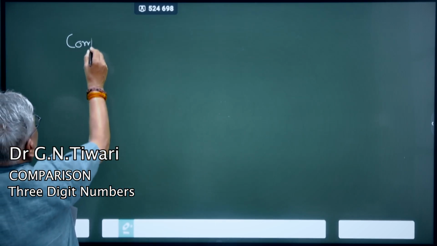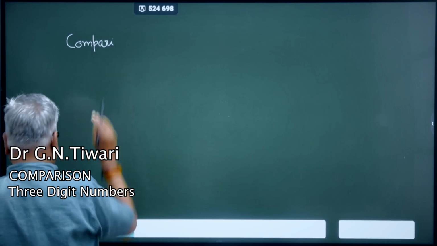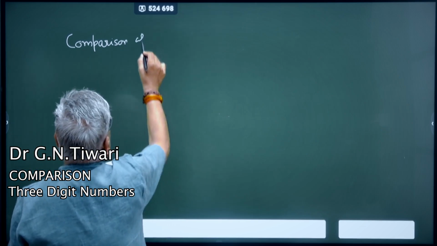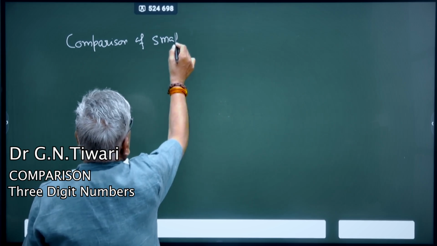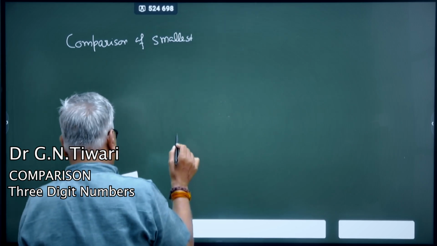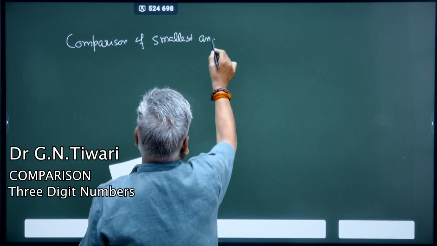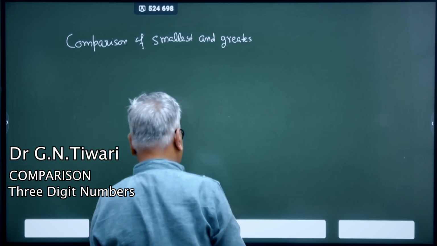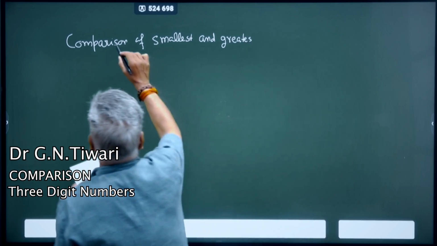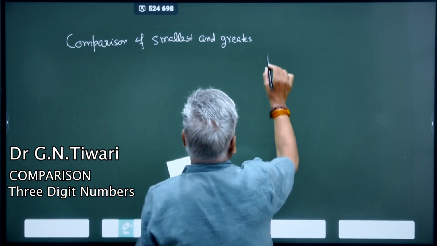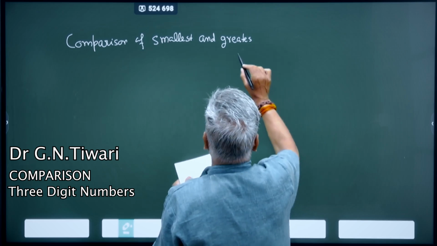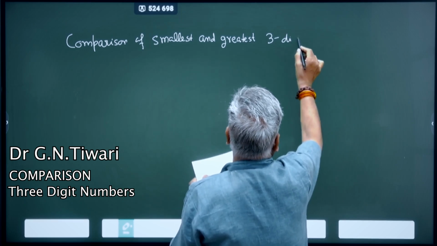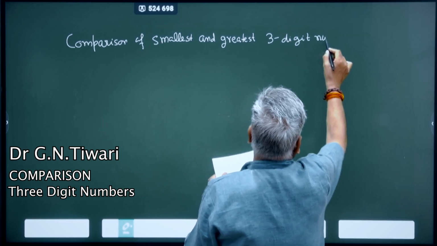Comparison of smallest and greatest. Comparison of smallest and greatest three-digit numbers.